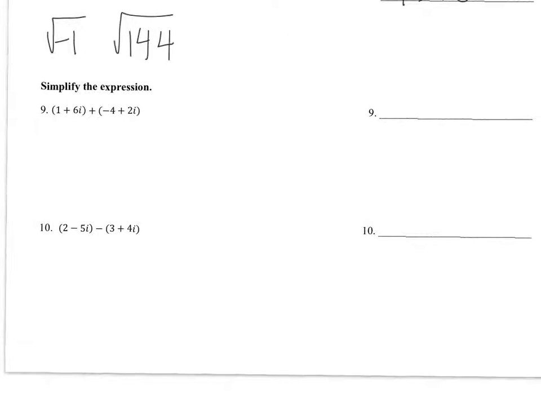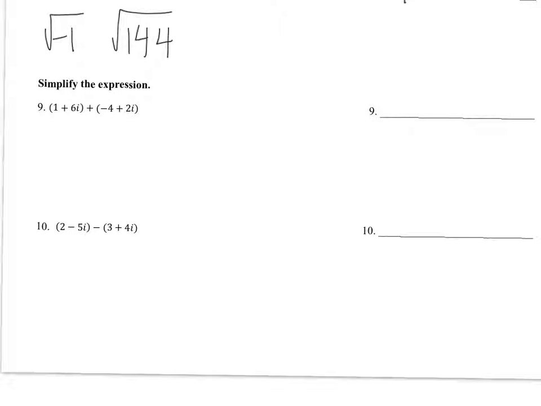So first thing that I notice in this problem is that this is adding. So I'm going to write adding. That says adding if you can't tell. So adding means I'm just combining the like terms. This one and this one. So 1 minus 4 would give me a negative 3. 6i plus 2i would give me 8i. So that would be my answer. That is what I'm going to write on my line.